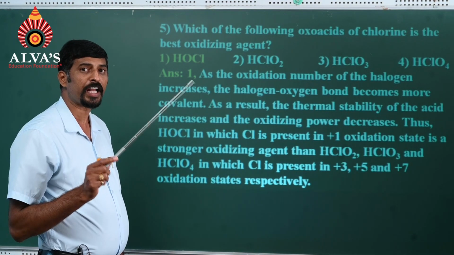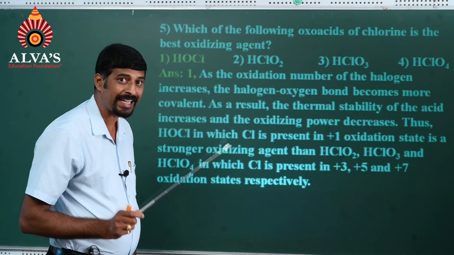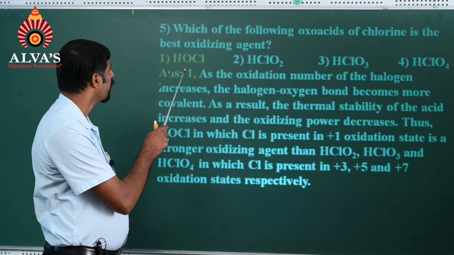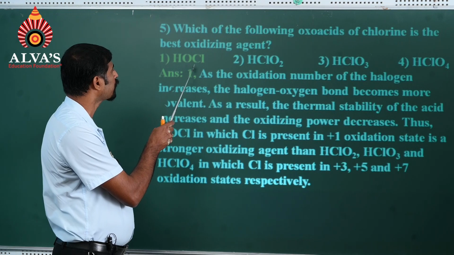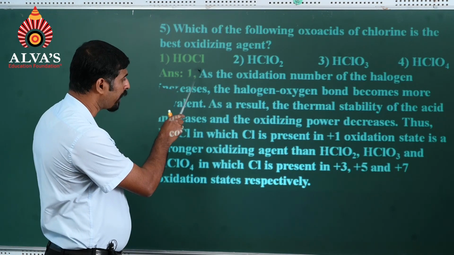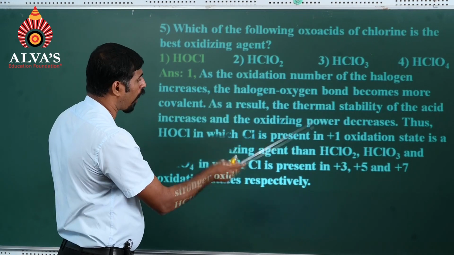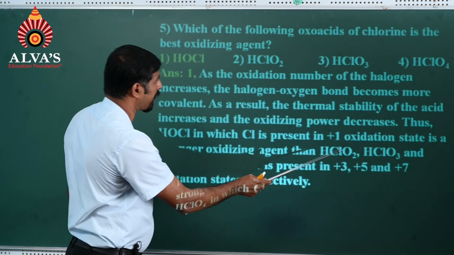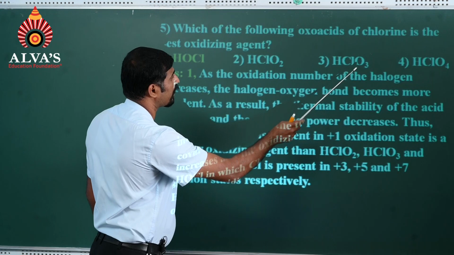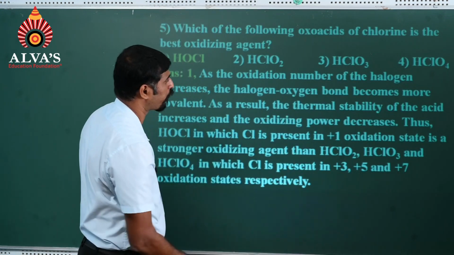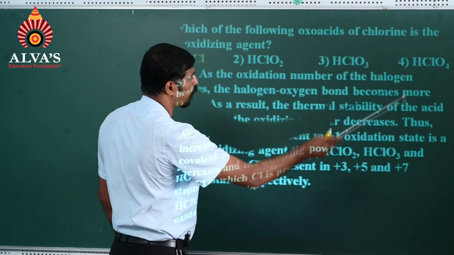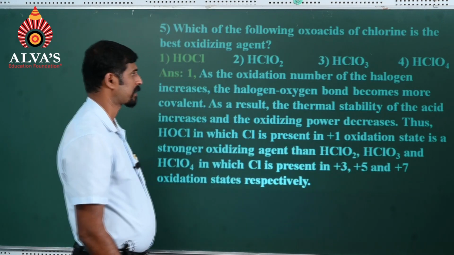Therefore, its oxidizing property goes on decreasing. If you observe, in case of HOCl, the oxidation number of chlorine is +1. In case of HClO2, the oxidation number is +3. In case of HClO3, the oxidation number is +5. And in case of HClO4, the oxidation number is +7.